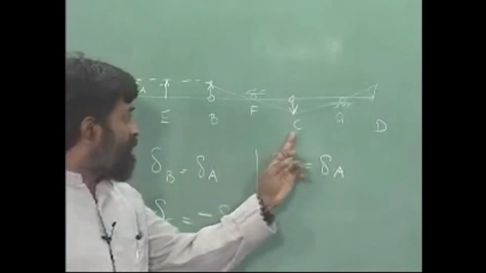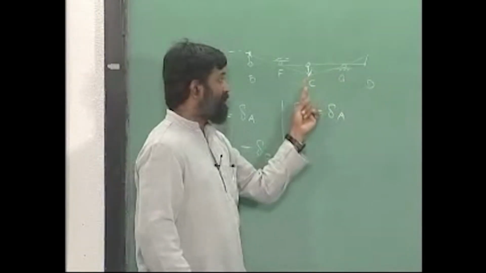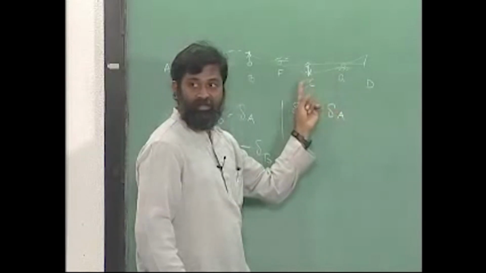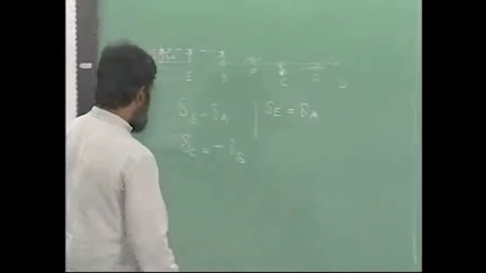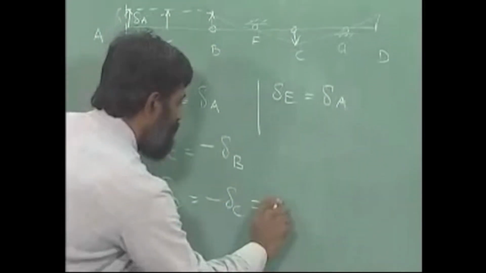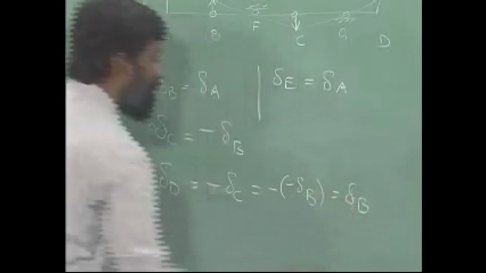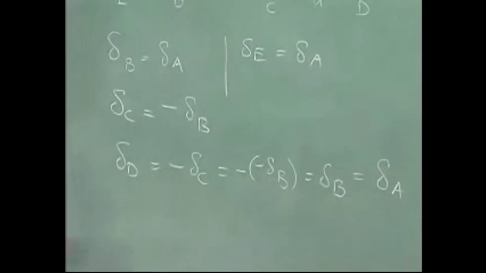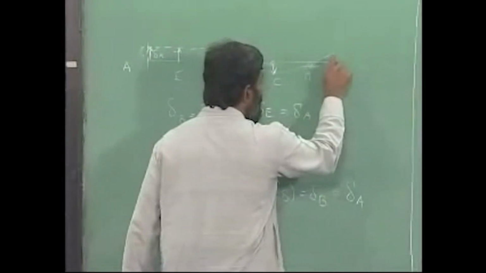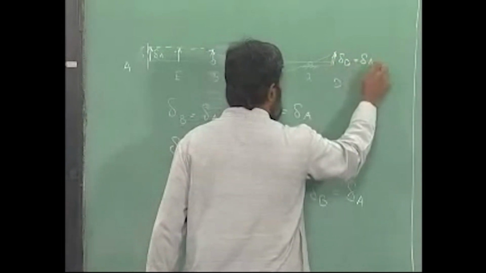Okay, again looking at this, delta D magnitude will be the same as delta C because this is at the middle, but the sign changes. So I will have delta D equals minus delta C, that is equal to minus of minus delta B, that is equal to delta B, and given that delta B is equal to delta A, this comes out to be delta A. Beautiful, simple. And therefore what I have here is, in the upward direction, delta D is equal to delta A. This is what I get.